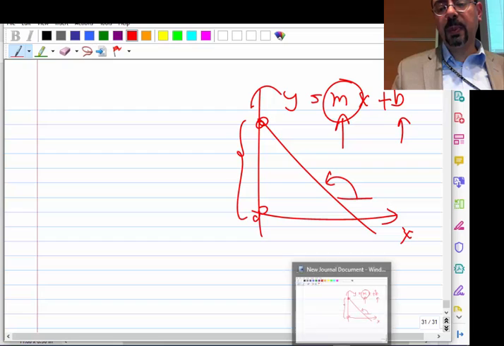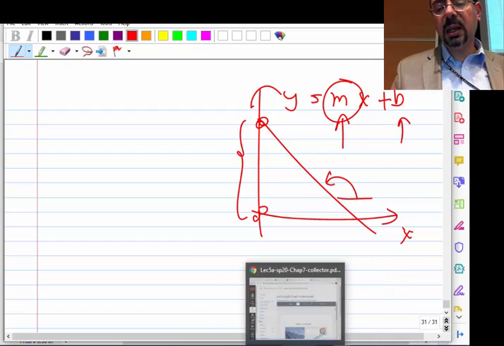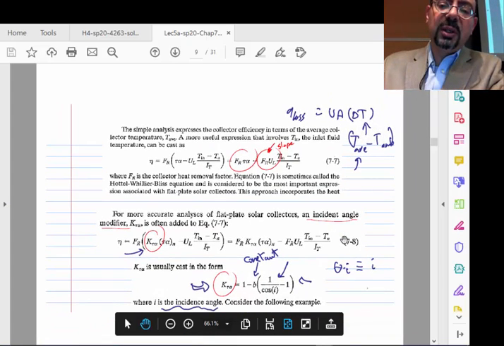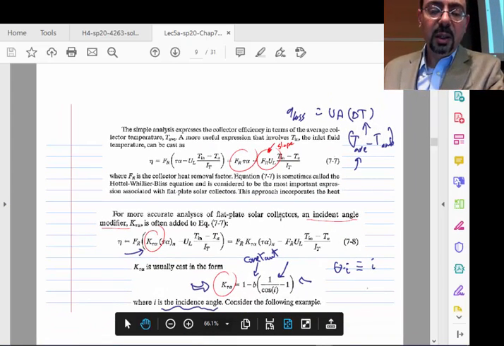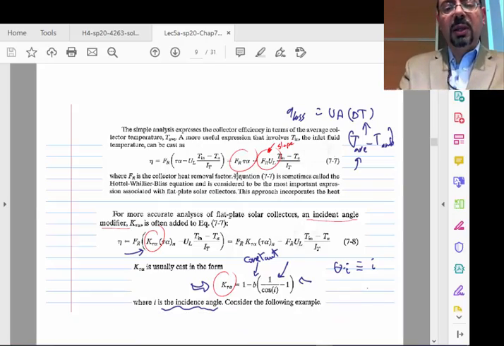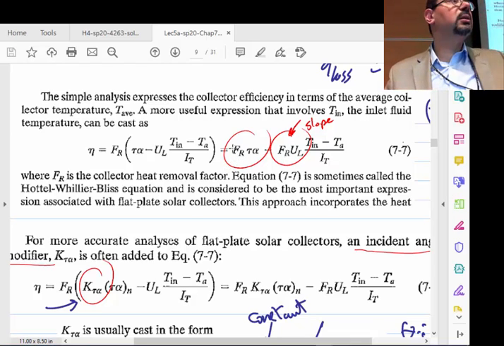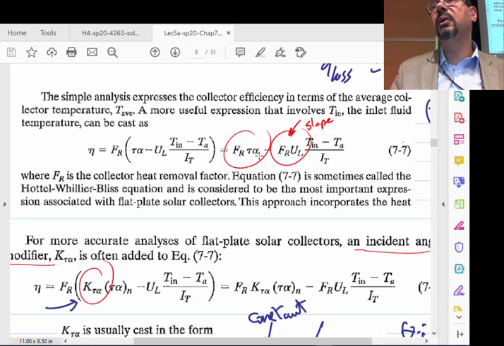So this is how they actually get those numbers from the measurements. After they do the measurements and they plot, they will be able to get the slope and the intercept. So eta is the y-axis, and T minus T over I, the incident radiation, in watt per meter squared, is the x-axis, the x variable. So therefore this is the intercept and this is the slope. So if you go to the chart and you read the intercept as like 0.7, what's that 0.7? It will be the FR tau alpha.